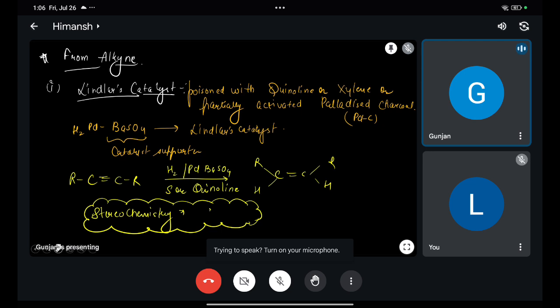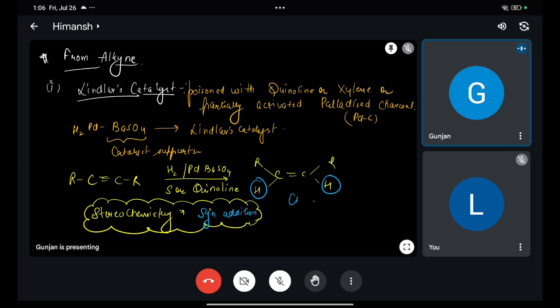In stereochemistry, we say that what happens is syn addition. Syn means hydrogen is added from the same side, so we get the cis alkene. Got it or not? Yes, ma'am, got it, ma'am.